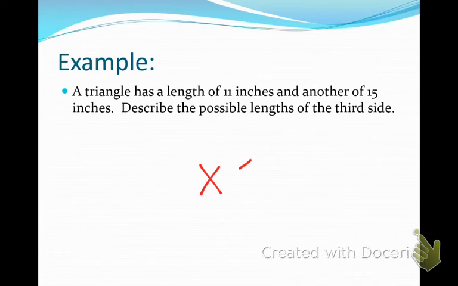How do I know, right? So how do I find my large value? Add them, right? 15 plus 11 is 26. How do I find my small value? Subtract. 15 minus 11 is 4. That's it. That's all there is to it. I'm done.